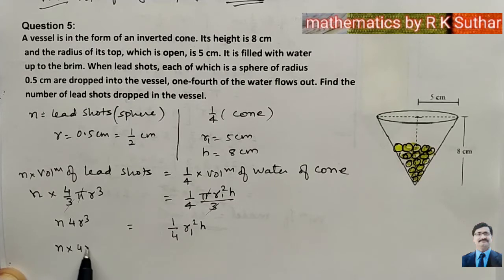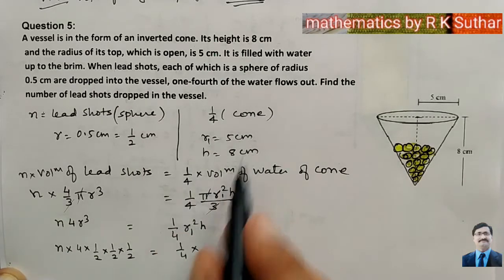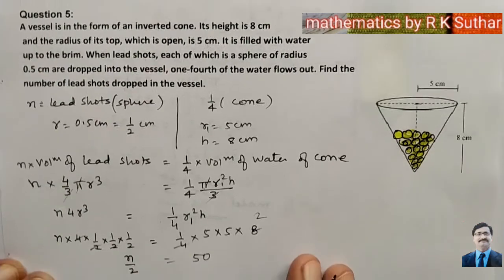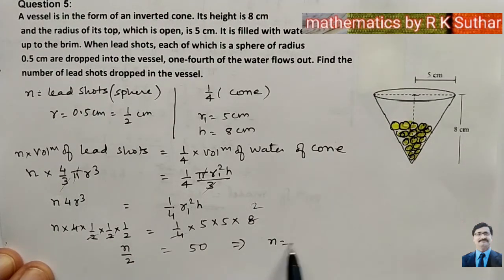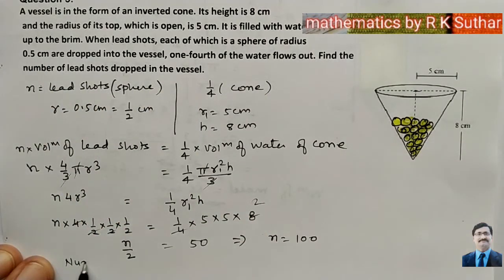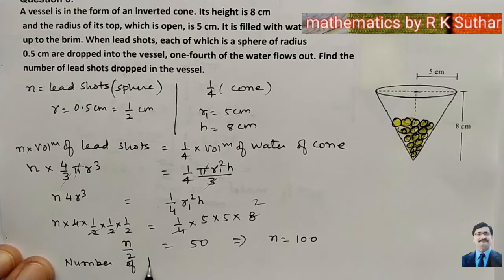n into 4 and r cube we have here, r is 1/2, so r cube will be this we have, and r1 also we have here 5 and h is 8. Now we can cancel 2 to the 4, 4 cancel, this 4 to the 8 we can cancel, 5 to the 25 to the 50 we have, and here is n/2. So we get n equal to 100, and we have to find the number of lead shots. So we can write the number of lead shots is 100. All understand, this is a very important question.